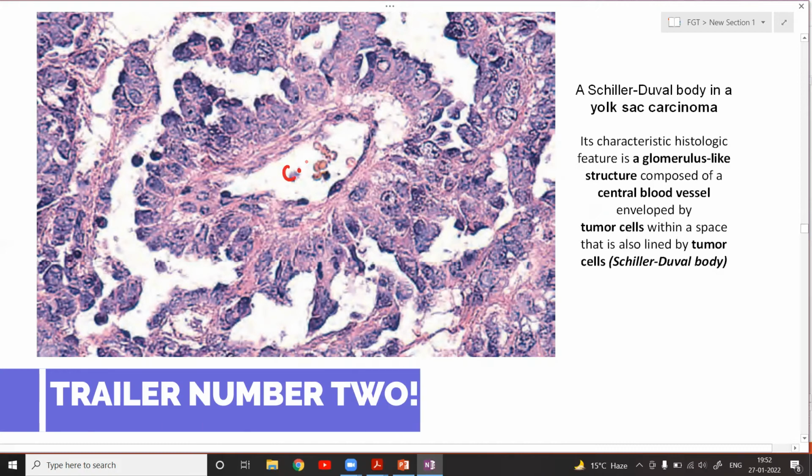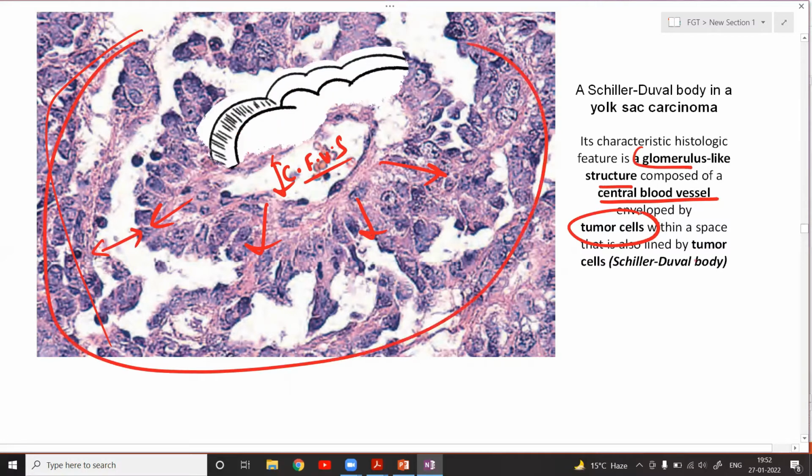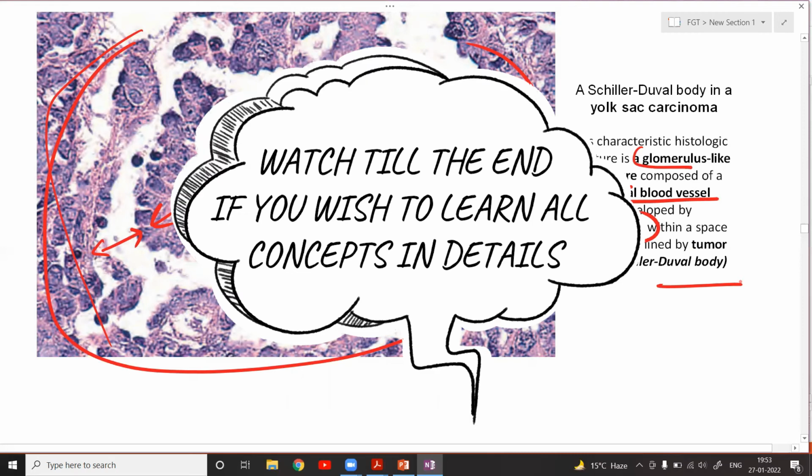This is the central fibrovascular space. Okay, so there is a glomerulus-like structure. So what we see over here is a glomerulus-like structure. The characteristic histological feature is the glomerulus-like structure composed of a central blood vessel, which is enveloped by a layer of tumor cells. Everyone can appreciate this layer of tumor cells. And around that, there is an empty space, and around that, again, they are enclosed by the same tumor cells. This is what is called a Schiller-Duval body, which is characteristic of yolk sac carcinoma.